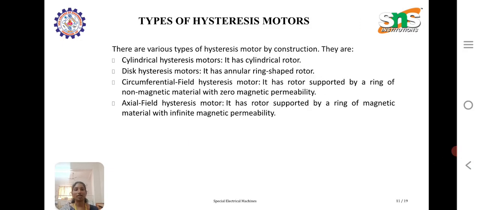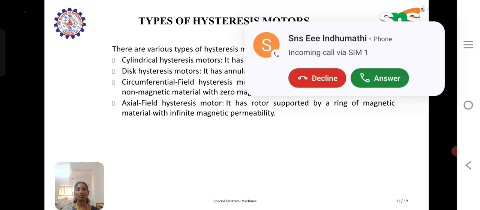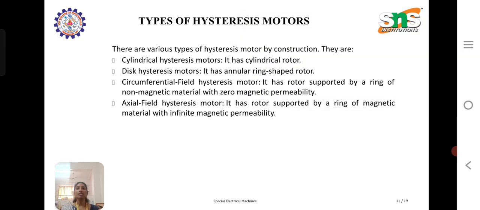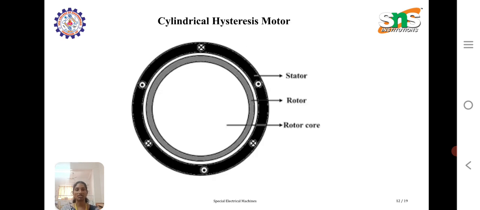Coming to the types, there are various types of hysteresis motor. By construction, they are the cylindrical hysteresis motor, which has a cylindrical rotor, and the disc hysteresis motor, which has a ring-shaped rotor. The circumferential field hysteresis motor has a rotor supported by a ring of non-magnetic material with zero magnetic permeability. And the axial field hysteresis motor has a rotor supported by a ring of magnetic material with infinite magnetic permeability. So this is about the types of hysteresis motor.